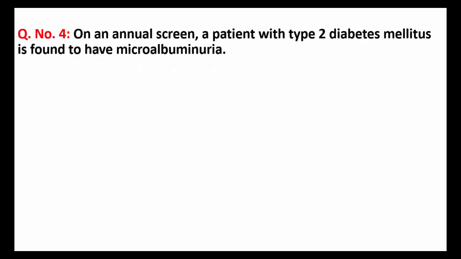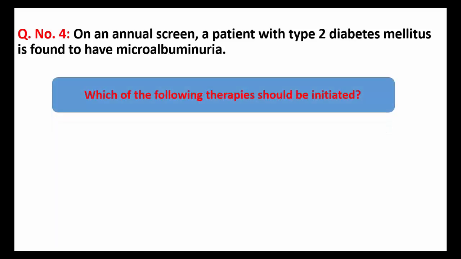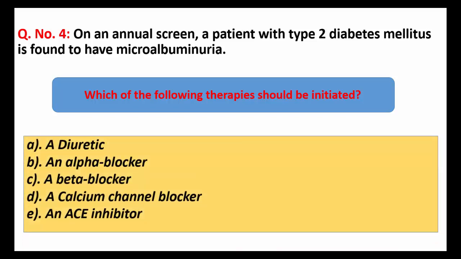Then on an annual screen, a patient with type 2 diabetes mellitus is found to have microalbuminuria. Which of the following therapies should be initiated? A diuretic, an alpha blocker, a beta blocker, calcium channel blocker, or ACE inhibitor.